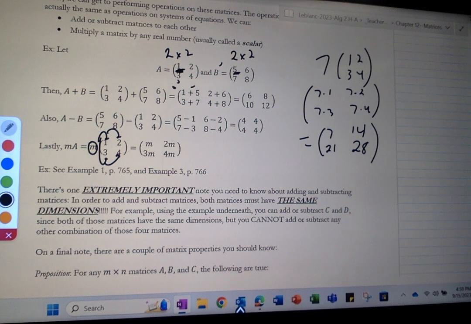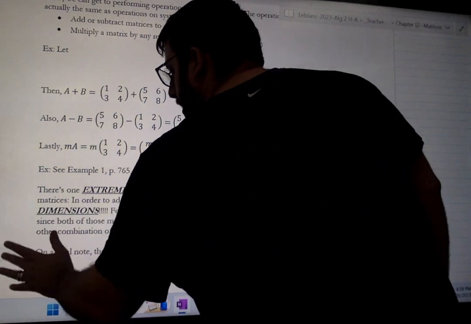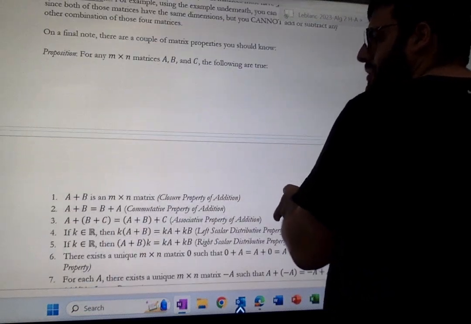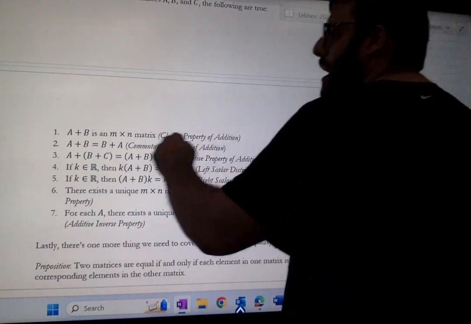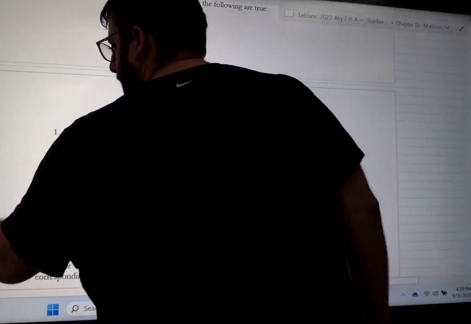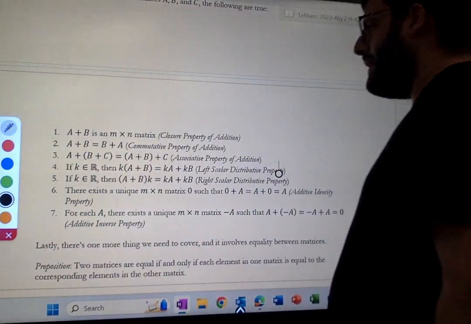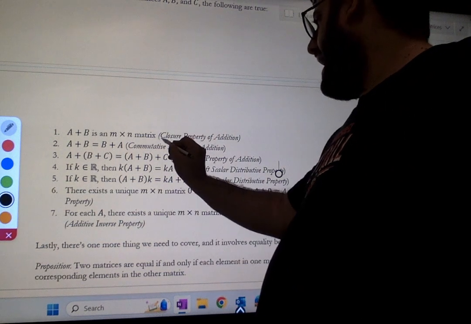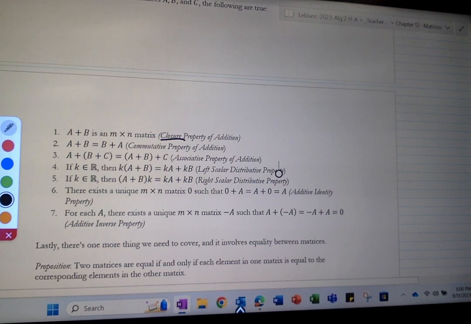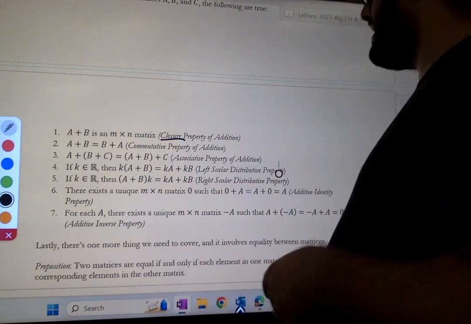And of course, when we do scalar multiplication, we want to distribute that scalar to every element. Okay. Now, also, like real numbers, matrices also have properties. At the beginning of the year, we talked about properties of real numbers. Well, matrices also have properties too. For example, we have the closure property, and that's just for addition. We'll get into why multiplication doesn't exactly work.